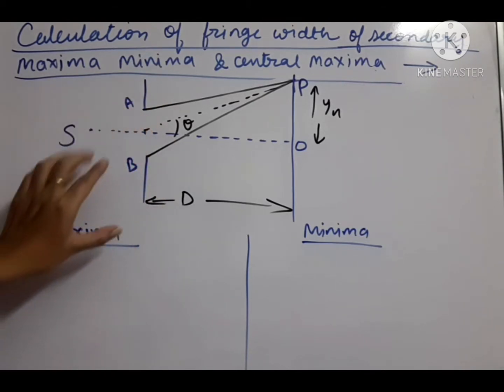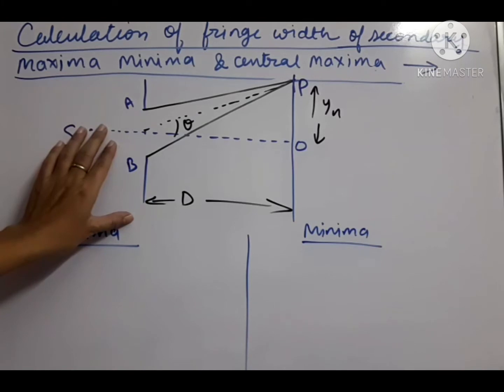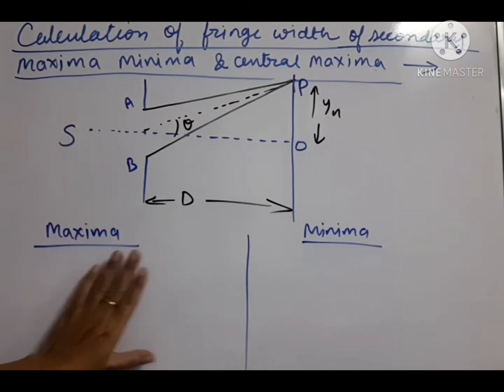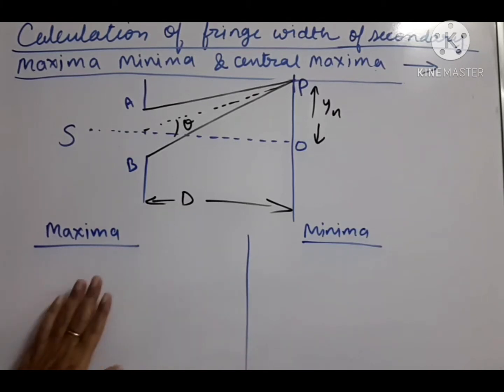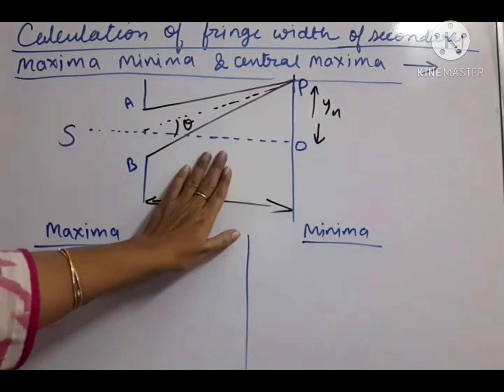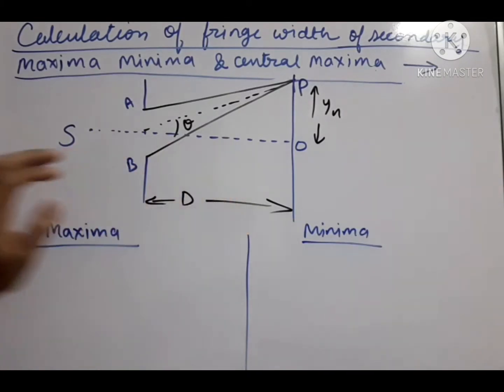So we are going to require the maxima and minima table, in which we will write the conditions separately first. So let us start writing the conditions, and with the help of this diagram we will calculate the tan theta. So let us start now.